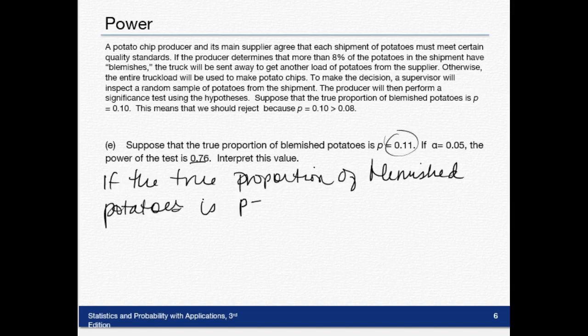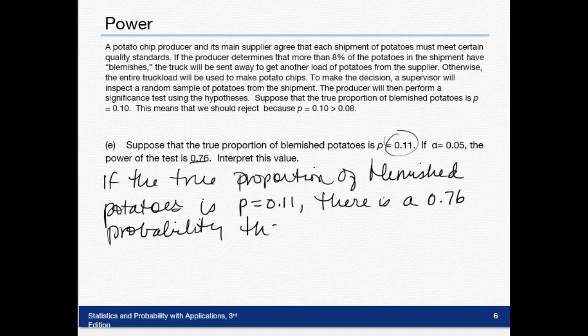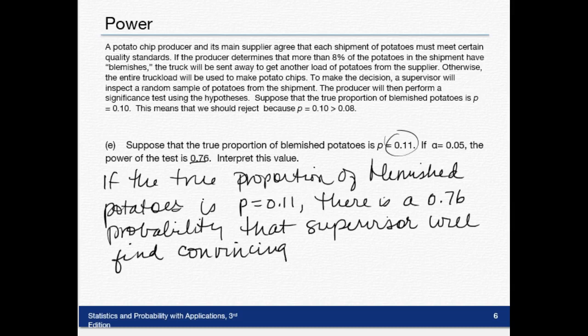is P equals 0.11, then there is a 0.76 probability that the supervisor will find convincing evidence that, and then you restate the alternative, that the probability is greater than 0.08. Okay? So we refer back to the proportion they gave us.